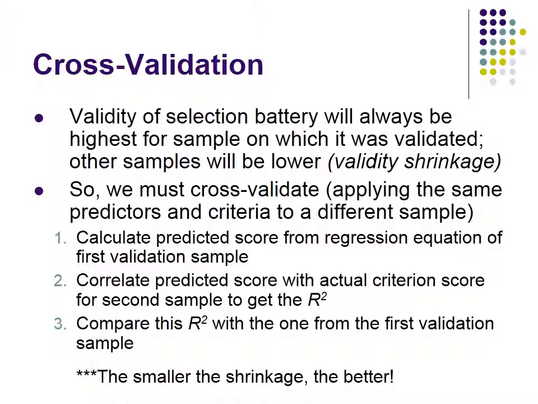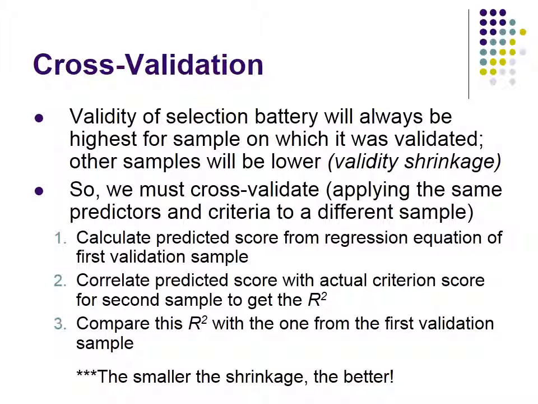Generally, we don't find this. We actually find that the validity tends to shrink a little bit on new samples. So, for instance, if you find in one study that your selection battery explains 30% of performance in a concurrent validity study, if you just started using that selection instrument and continuously thought you were explaining 30% of variance in performance, you would actually find, if you put that to the test, it might be explaining a little bit less. This is often referred to as validity shrinkage, and it's fairly common.